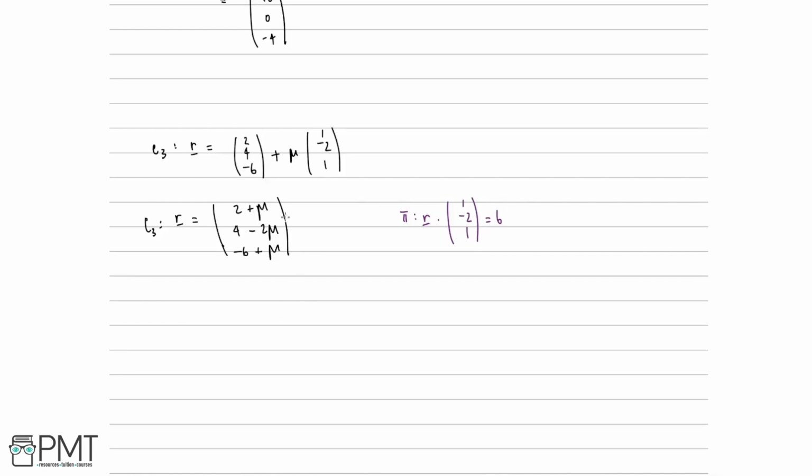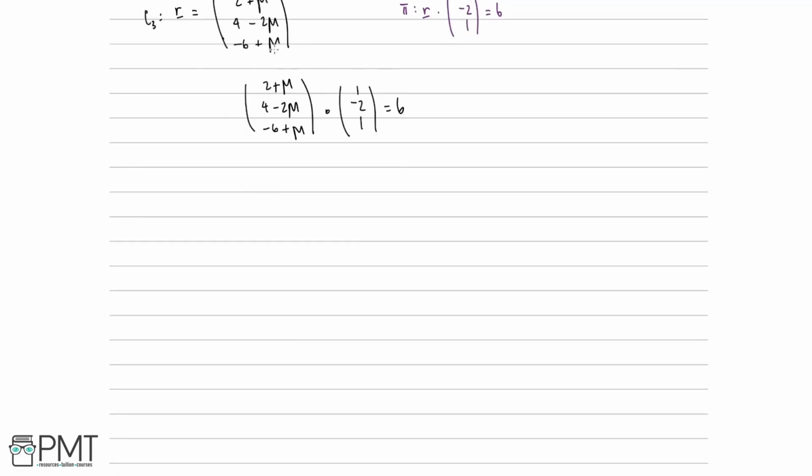And thus, once again, we can substitute our value of r over here into our value of r over here because we want to find the intersection. So we have (2 + mu, 4 - 2mu, -6 + mu) dotted with (1, -2, 1) is equal to 6. Once again, we can perform the dot product to form 2 + mu - 2 times (4 - 2mu) + (-6 + mu) is equal to 6. We can expand and simplify to form 2 + mu - 8 + 4mu - 6 + mu is equal to 6.